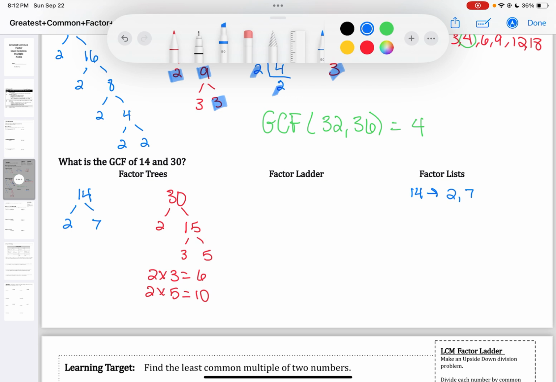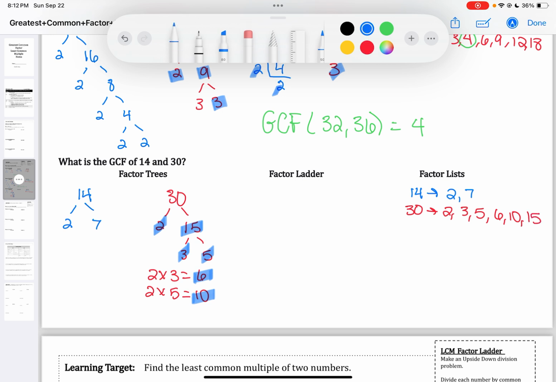So now I'm going to go through and highlight all of my possible factors. I have 2, 3, 5, 15, 6, and 10. So I'm going to write them over here. 2, 3, 5, 6, 10, 15.